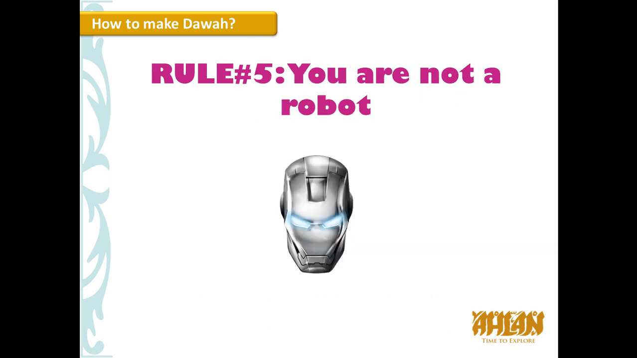Rule number 5: you are not a robot. What does this mean? It means during da'wah conversations, you need to look and sound natural, speak clearly, and watch your speed and the tone of your words. You know, the non-Muslim will be as enthusiastic as you are.